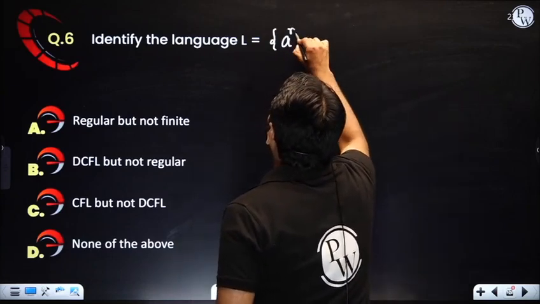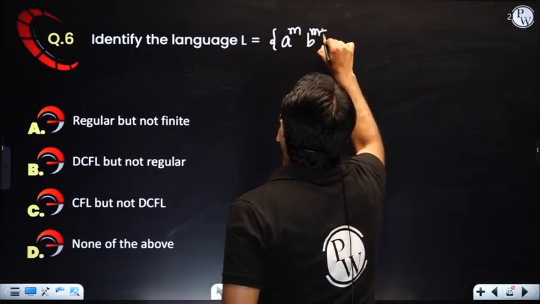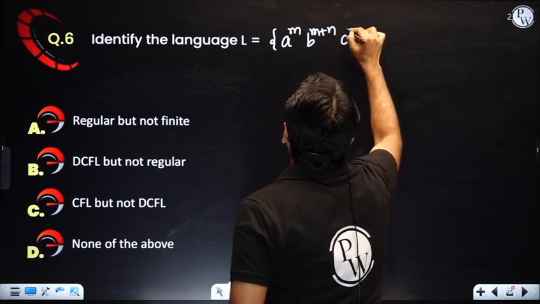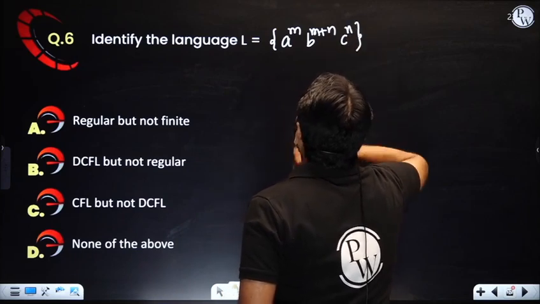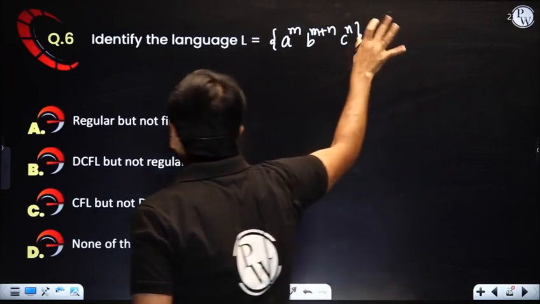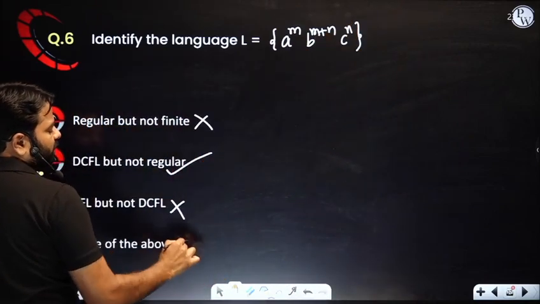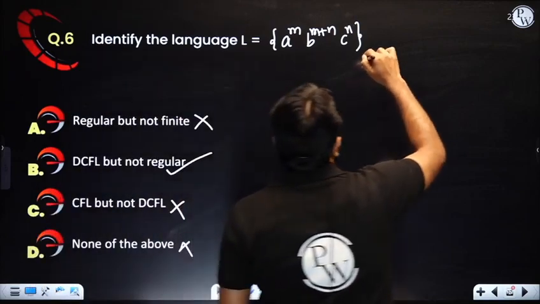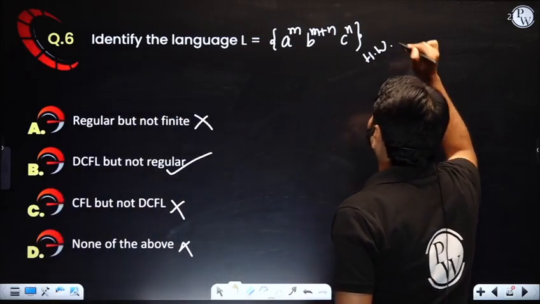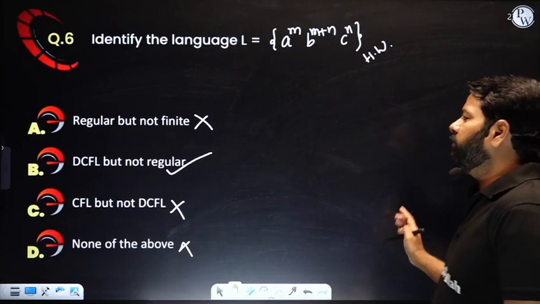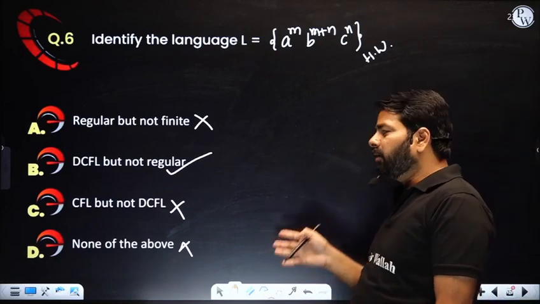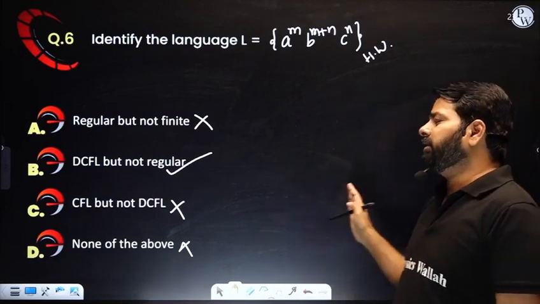Similarly, you may think about A power M, B power M plus N, C power N. Okay, m comma n greater than or equal 0, which is again DCFL, and I'm giving you homework for that. Just think about it. Homework. And in case if you see that it is not DCFL, please comment below this video. We'll discuss that. Okay.